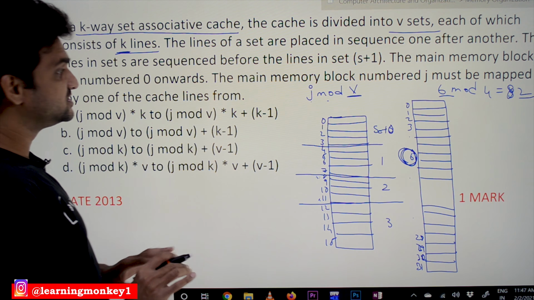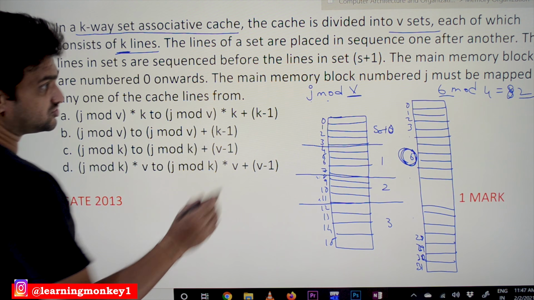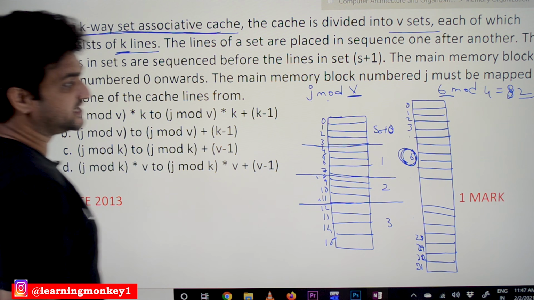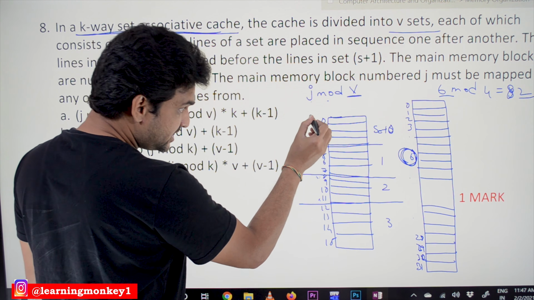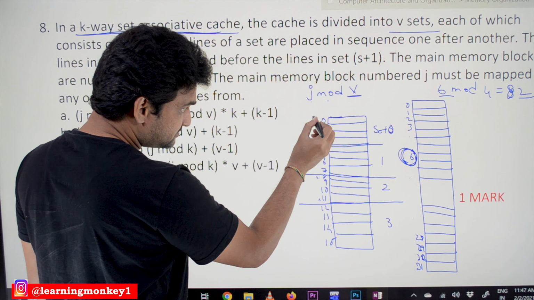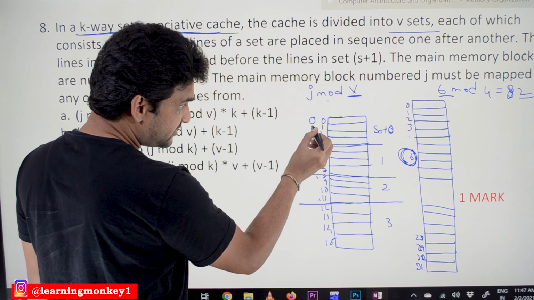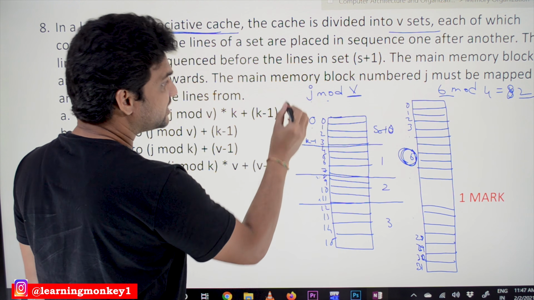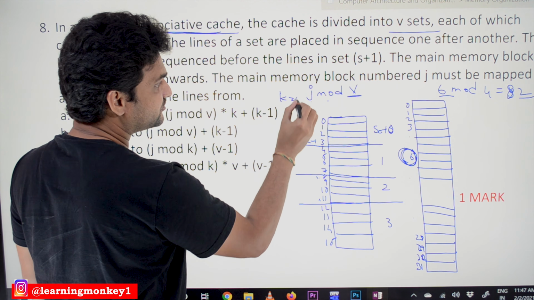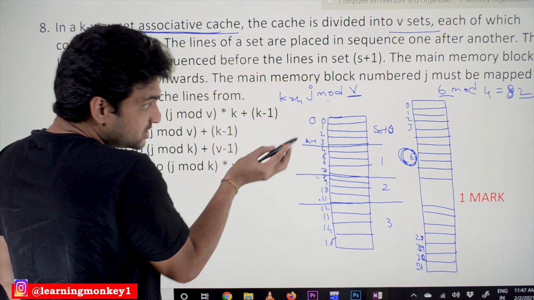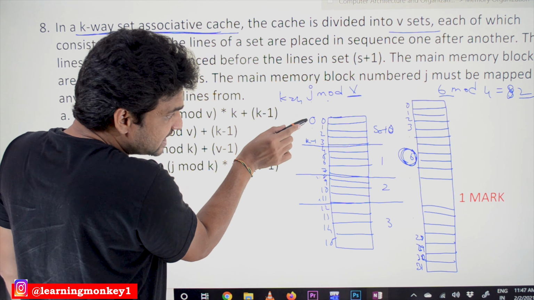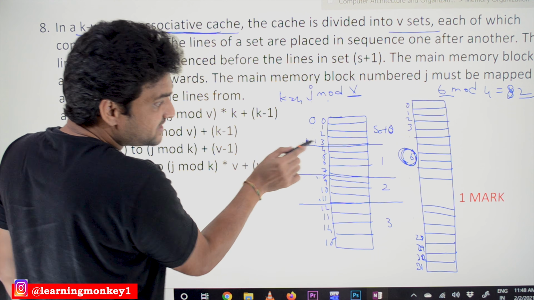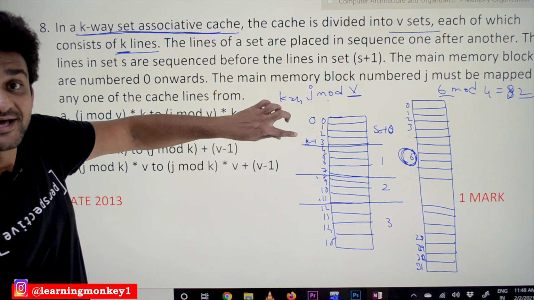So let's try to understand it in a very clear way. How many lines are there in a set? 4 lines are there. Here the lines start from 0, then 1, 2, 3. The last one is k minus 1. K is equal to 4, so the number of lines is 4. The numbering starts from 0 and the last line is k minus 1.